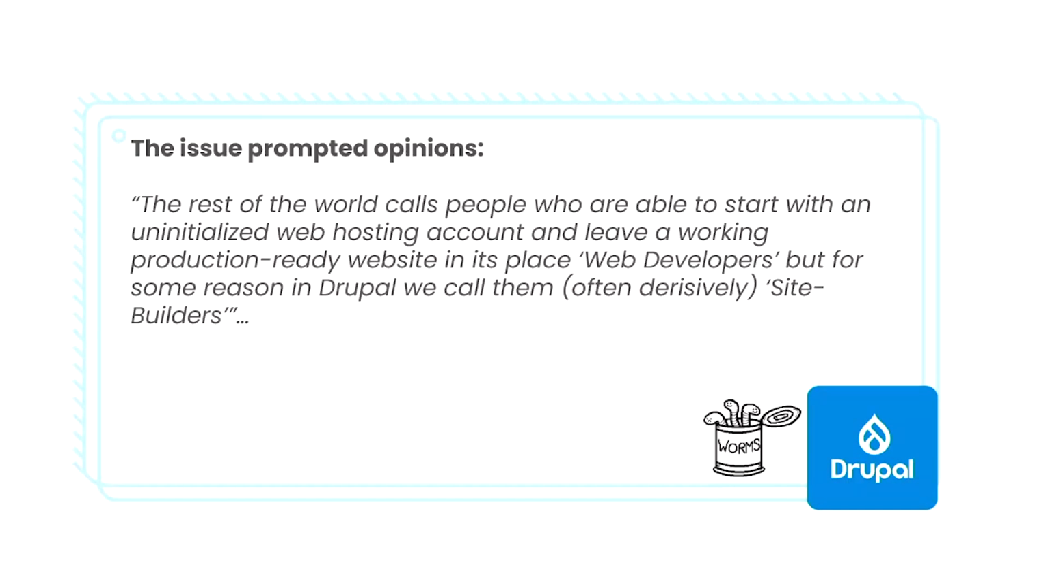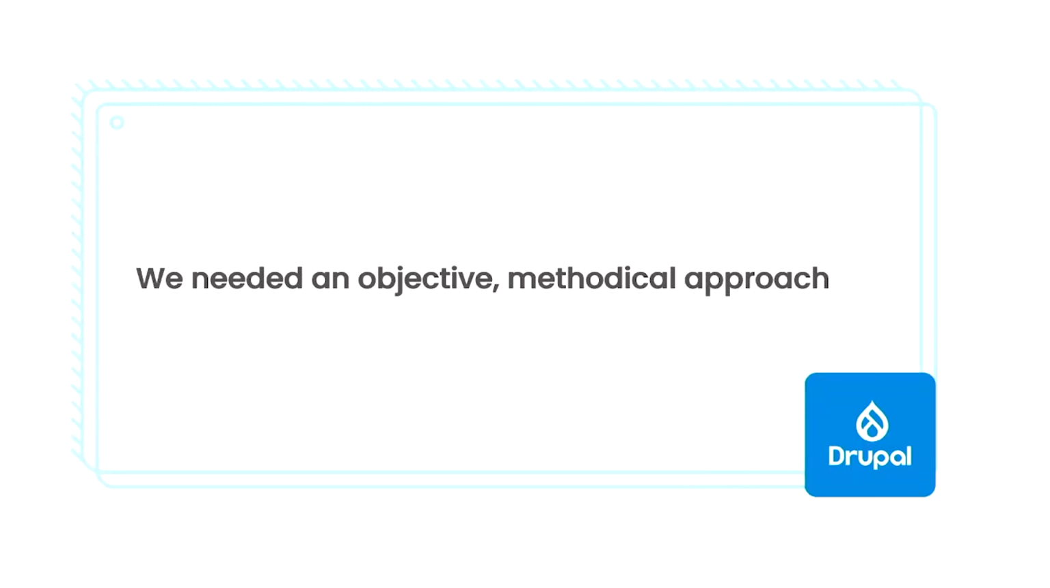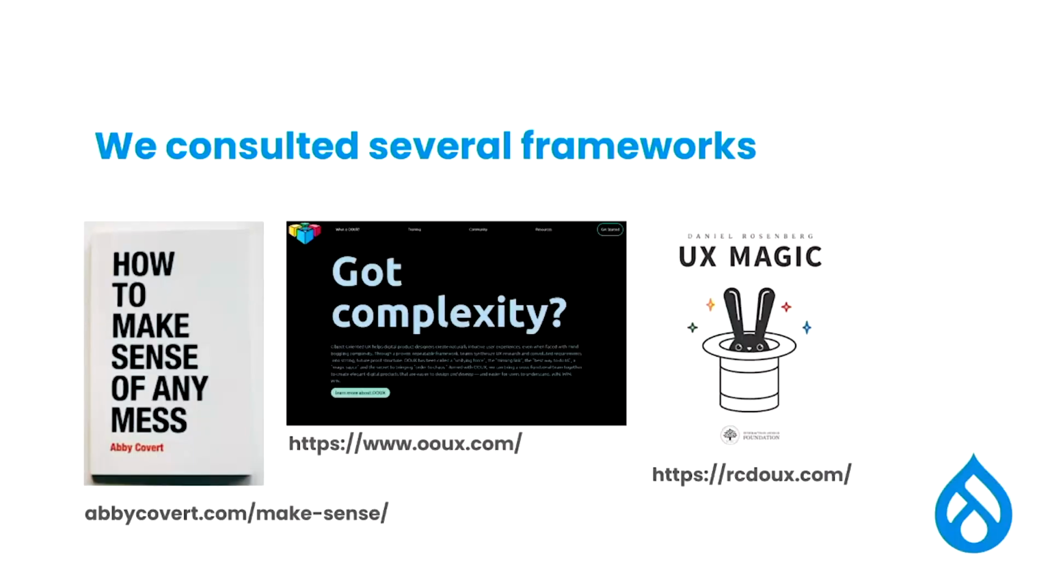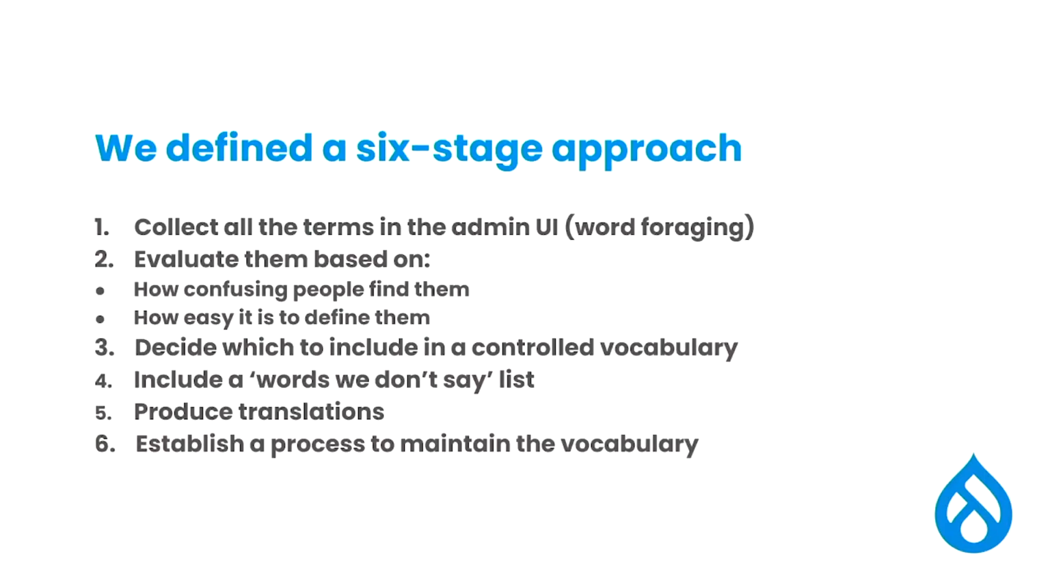If we're going to try and have a measured look at terminology and make it better, we need some way of being objective about it. So we looked at some frameworks for doing this kind of work. Ralph Koller, another Drupal massive guy that I'm sure many of you have heard of or worked with, and I looked at some of these frameworks: how to make sense of any mess, object-oriented UX. I've just named these here, but if you're interested, I can talk more about these. We looked for some kind of structure to guide us, did a bit of reading around those, and came up with a 6-stage approach to try and address this.